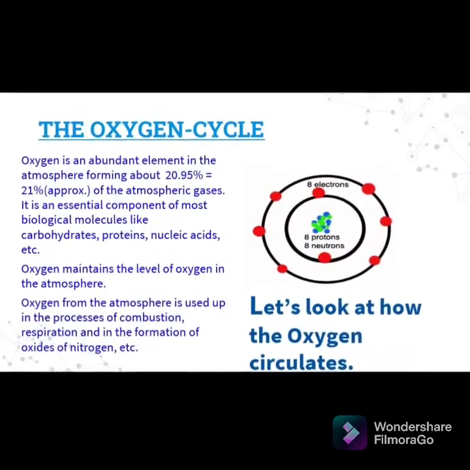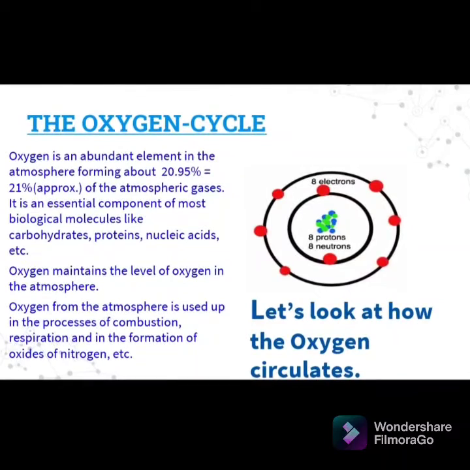Introduction to the oxygen cycle. The oxygen cycle. Oxygen is an abundant element in the atmosphere, forming about 21% of the atmospheric gases. It is an essential component of most biological molecules like carbohydrates, proteins, nucleic acids, etc. Oxygen maintains the level of oxygen in the atmosphere. Oxygen from the atmosphere is used up in the processes of combustion, respiration, and formation of oxides of nitrogen.